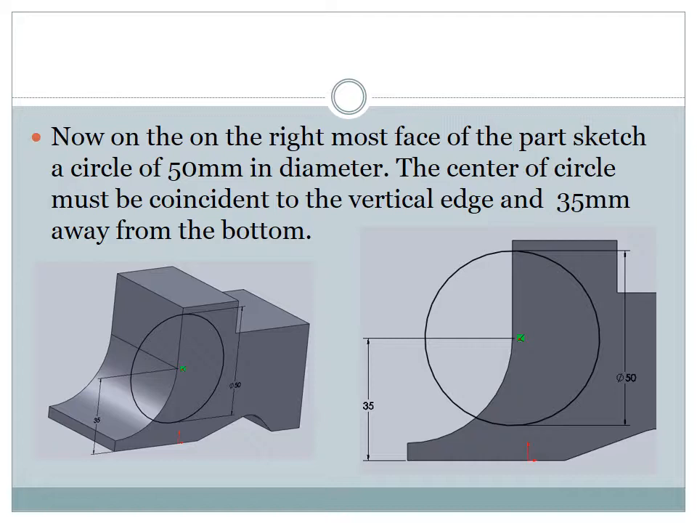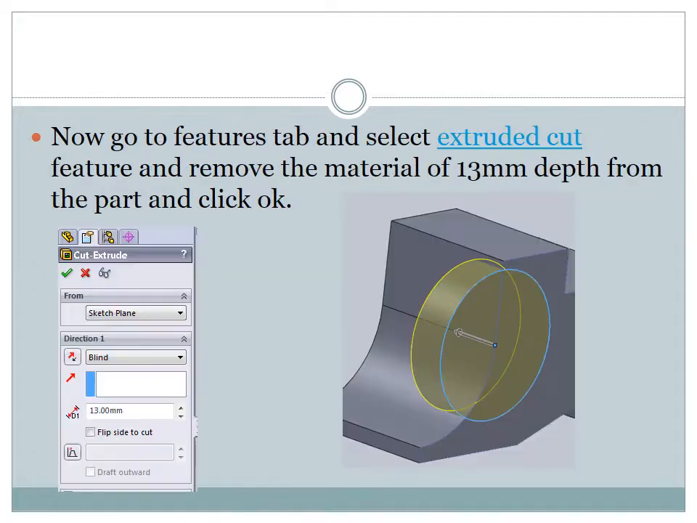Now, on the rightmost face of the part, sketch a circle 50 millimeters in diameter. The center of the circle must be coincident to the vertical edge and 35 millimeters away from the bottom. Now go to the Features tab and select Extruded Cut, and remove material to a 13 millimeter depth from the part and click OK.